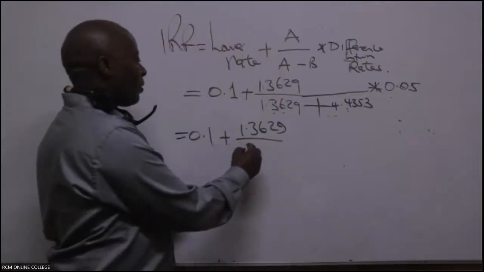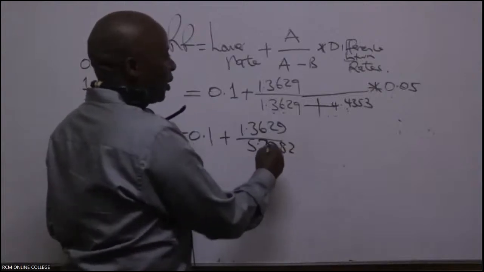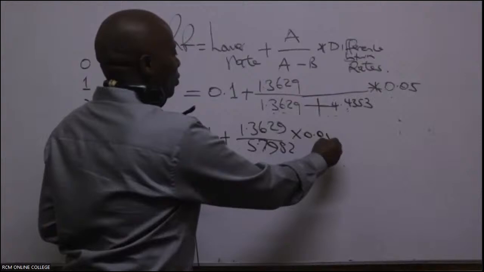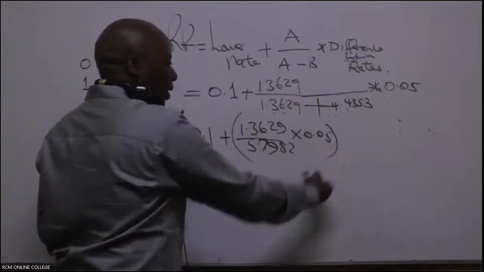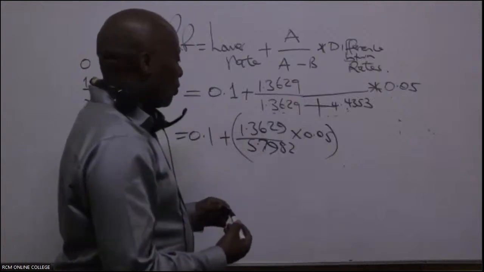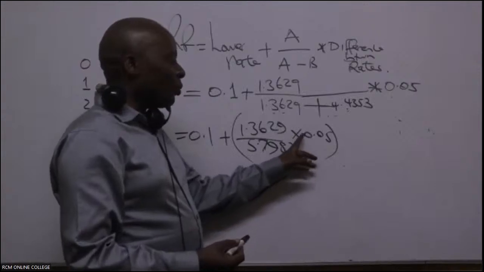5.7982, like that. So times this 0.05. So can you kindly put these figures in your calculator? You can even start with this multiplication. In your calculator, you say 1.3629 divided by 5.7982 times 0.05.